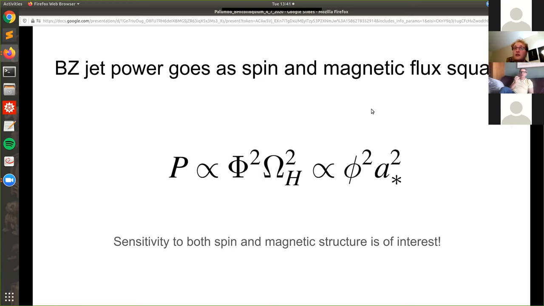There's another crucial prediction: that the BZ jet power goes with the spin and magnetic flux squared. You may have seen this more commonly in its dimensionless form, with the dimensionless magnetic flux little phi and the black hole spin a-star. So it goes with both of these squared. This is a recipe for very powerful jets. And it means that in the analysis of images or interferometric data of the inner accretion flow at M87, we have lots of reasons to care about spin and magnetic structure for connecting the dynamics we see in the inner flow to the dynamics of the jet.